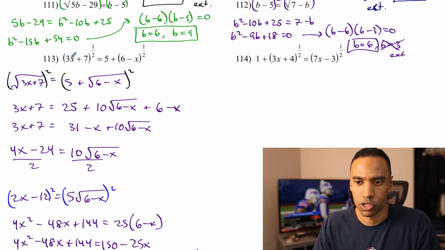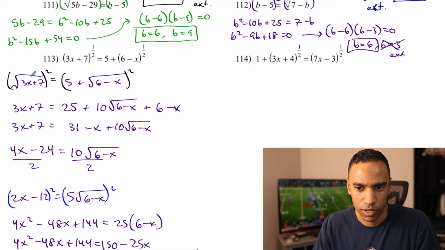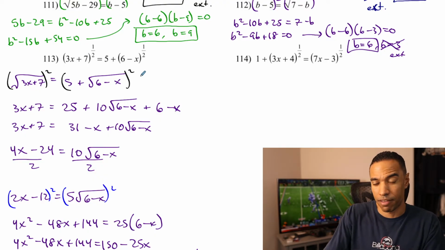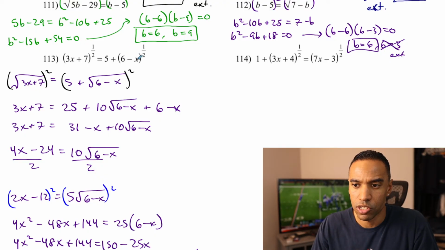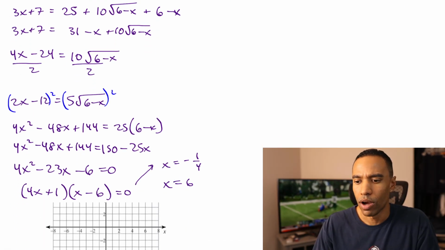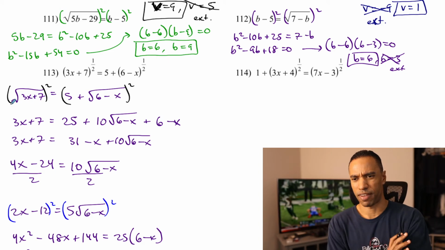All right. These are square roots, remember. Let's look at this one. Yeah, this is fine. 18 plus 7 is 25. Square root of that is 5. 6 minus 6 is 0. Square root of that is 0, plus 5 is 5. So 6 checks out. Negative 1/4, I'm not as much a fan of checking out here.